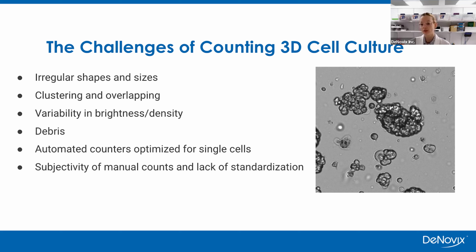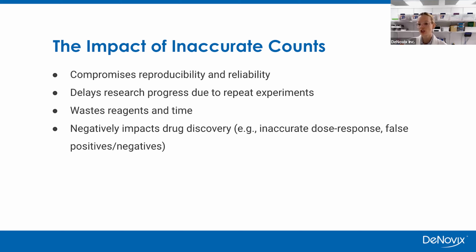Some of many impacts of inaccurately counting these structures is that it can compromise the reproducibility, reliability, and the accuracy of the data collected. There might be the constant need to repeat experiments, which will result in delayed research project progress. This will waste reagents and time, and might result in unnecessary troubleshooting. For example, if we're looking at the negative impacts for drug delivery, you might get inaccurate dose response, toxicity studies, and false positives and negatives. These are just some of the many negative impacts that we are here trying to help remedy.